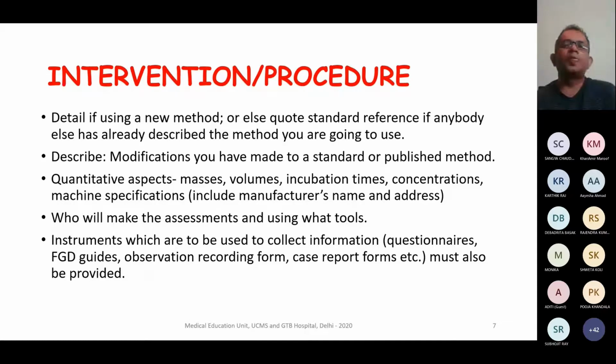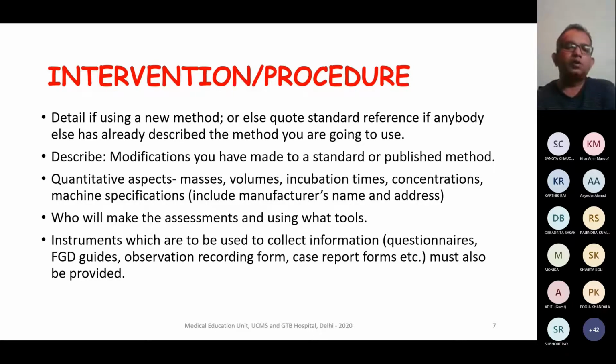And also what instrument or what machine you are using to do those observations or do those experiments, you have to write the manufacturer's name and the details. So for example, if it is a real-time PCR machine, you have to write, say it's Corbett and USA, from where it has been manufactured.